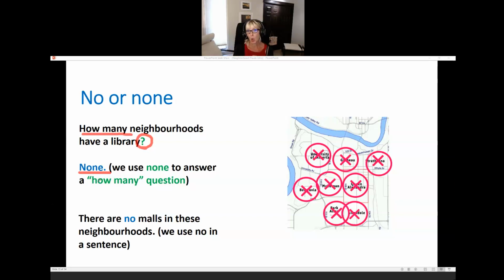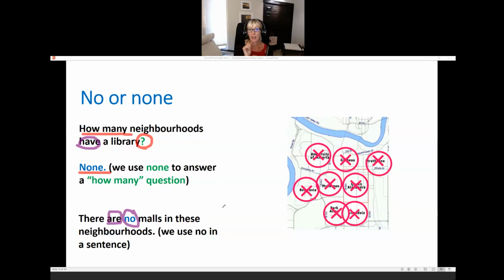When I use the word no, it will be in a sentence that is true, a statement. There are no malls in these neighborhoods. How many neighborhoods have a library? None. I will also see, and I'll just change colors here, that for none, I'm using the word have. When I use the word no, I will be using the be verb.